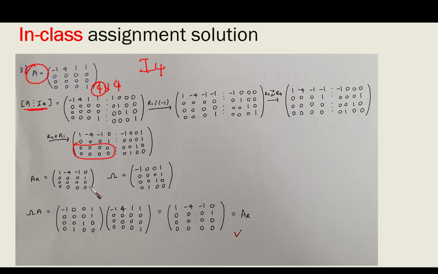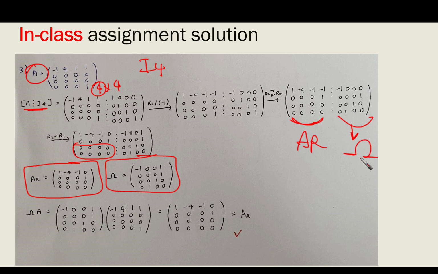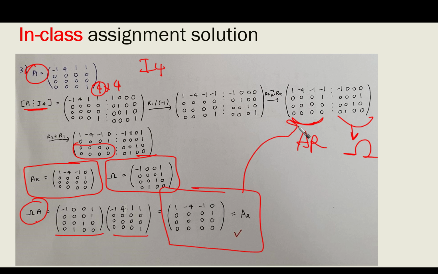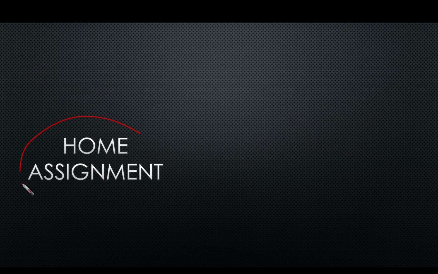Then you are going to end up with this is AR, on the right, and this is omega, which is on the left. And then make the final check, omega times A. You are going to find that it gives you the same AR that you have started with. This is the in-class assignment. I hope that you have worked it well and you can find the details. If you stop at any point, please go back to the detailed solution and you can find what mistake you've made. Now you are ready to have the home assignment.